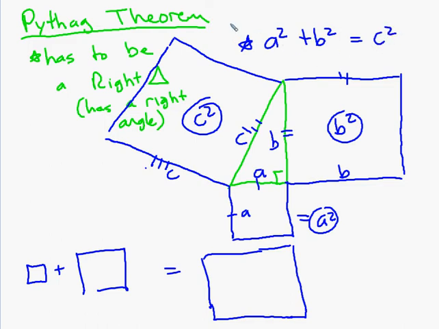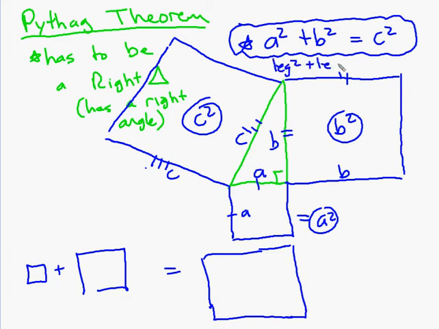Now, later in your mathematical career, you use this, but not with the same letters. Okay, so there's a better way to think of it. You think of it as leg squared plus leg squared equals hypotenuse squared. That's a way better way to think of this. That way you're not fixating on these letters, because in different math classes, these letters might mean something else. So think of it as leg squared plus leg squared equals hypotenuse squared.